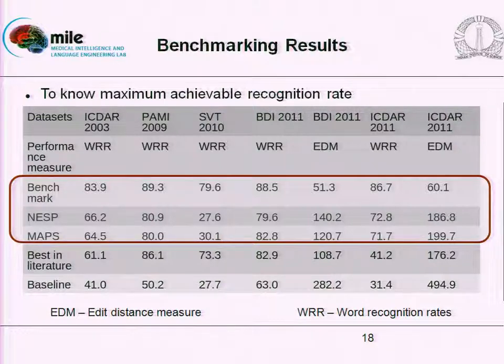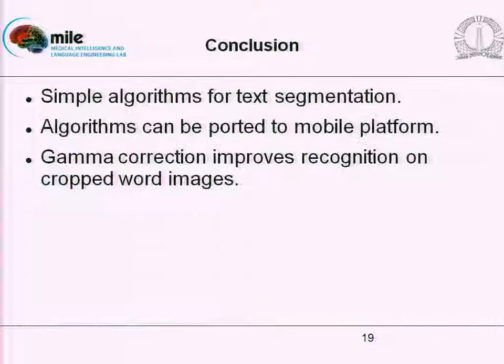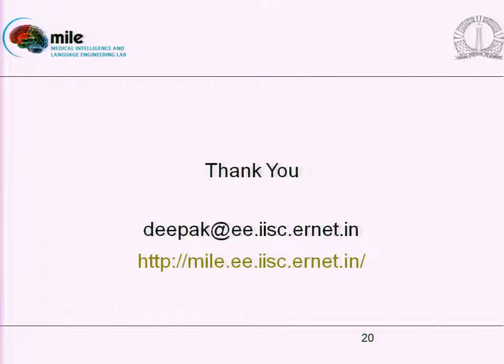We can clearly see that all the algorithms we have proposed are better than the existing. This is a baseline method which, without any pre-processing, we passed to an OCR engine and we got these results. From these results we can see that by proper processing and proper segmentation we can improve the recognition rate. We have proposed simple algorithms for text segmentation. The algorithm can be ported to mobile platforms. The crux was gamma correction improves recognition on cropped word images. Thank you.